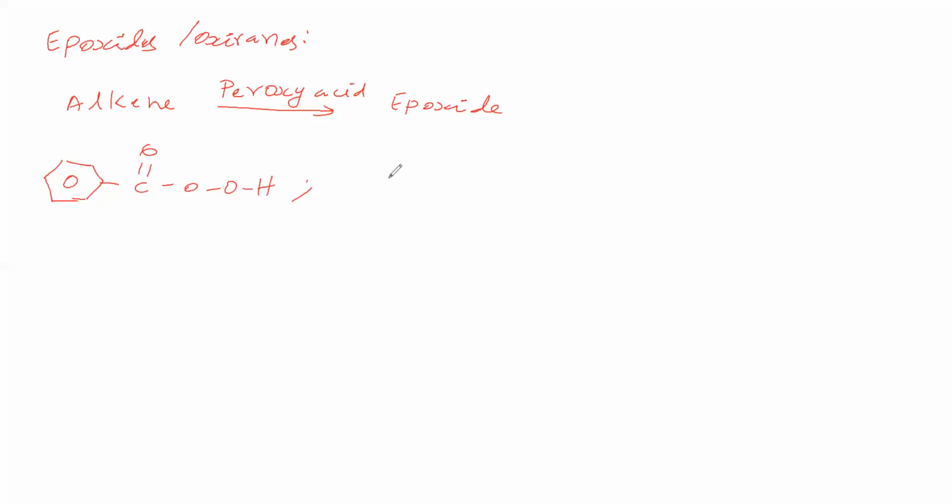Okay. Next, we will take acetic acid. This acetic acid we will convert into peroxyacetic acid. It is called peroxyacetic acid. Next, we will take metachlorobenzoic acid. Here we will keep a peroxy linkage. This is called metachloroperbenzoic acid. These are called peroxy acids.